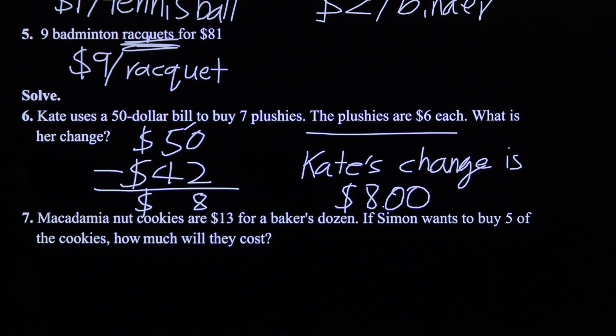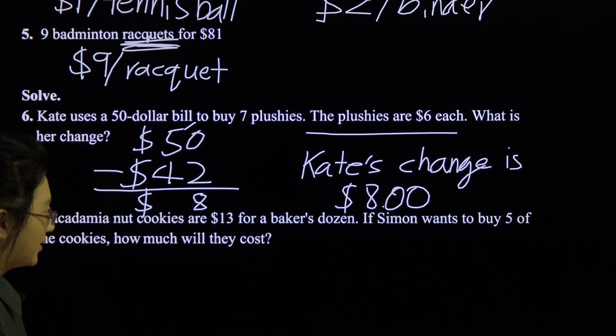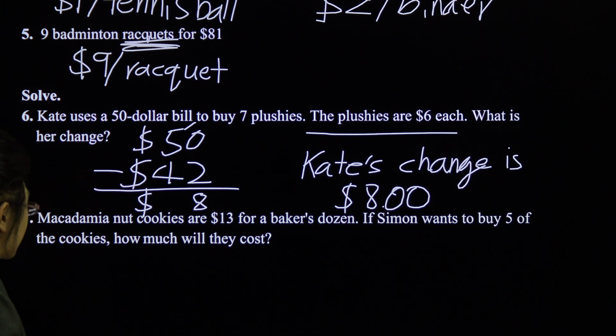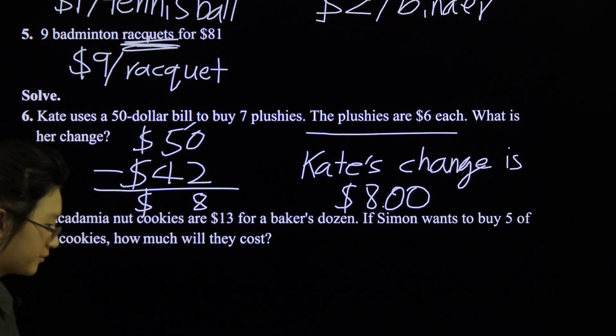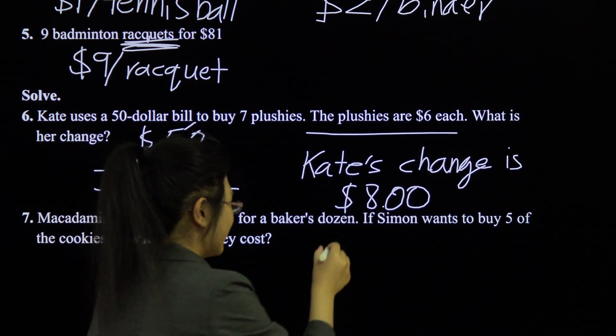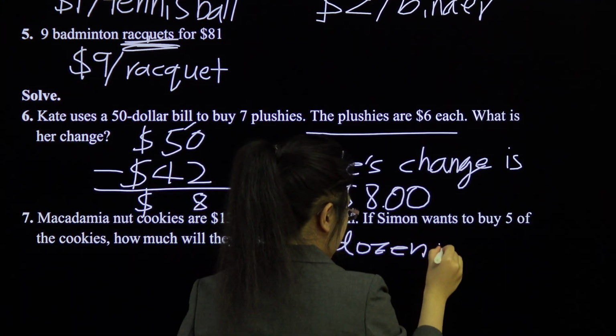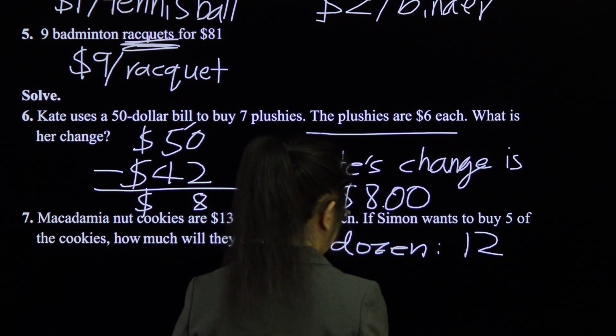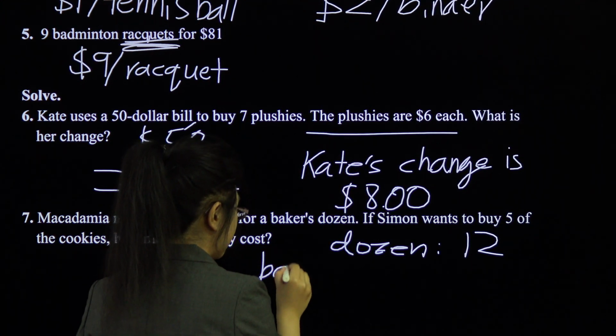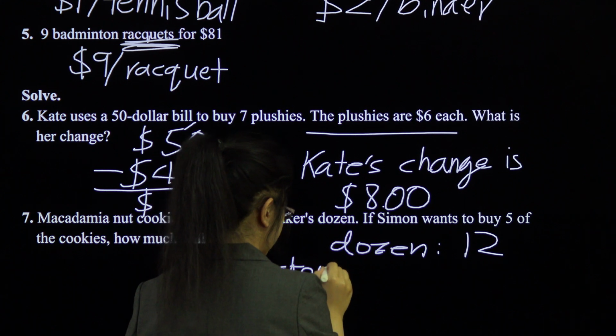Macadamia nut cookies are $13 for a baker's dozen. If Simon wants to buy 5 of the cookies, how much will they cost? Here's the thing. A dozen is 12. A baker's dozen is not 12.